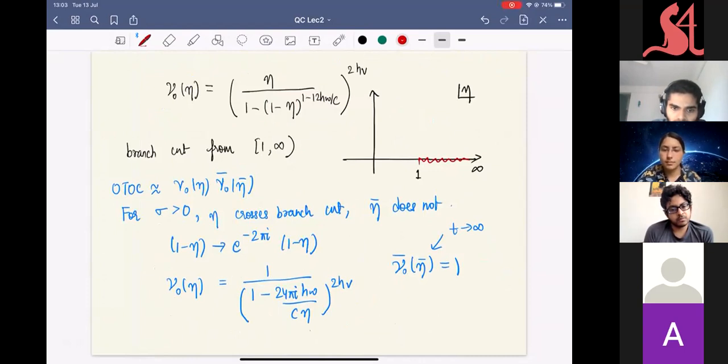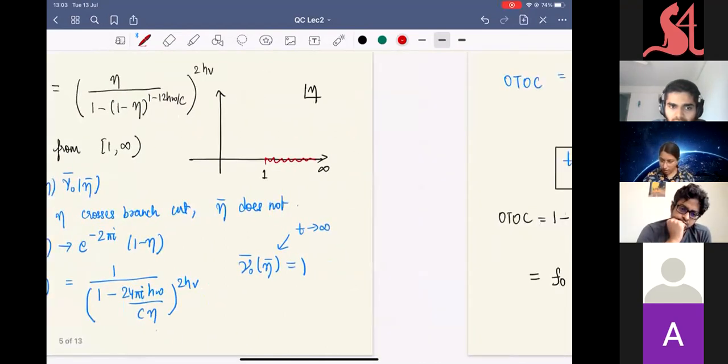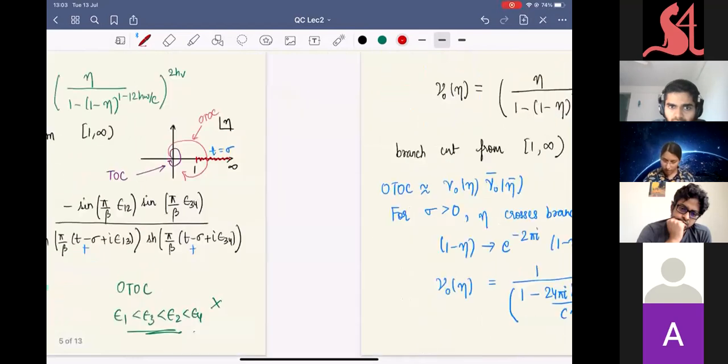Sorry, I have a stupid question regarding the CFT computation. In this thing, where is the beta? The beta is in the cross ratio. Where did I write the cross? Yeah, in the cross ratio.